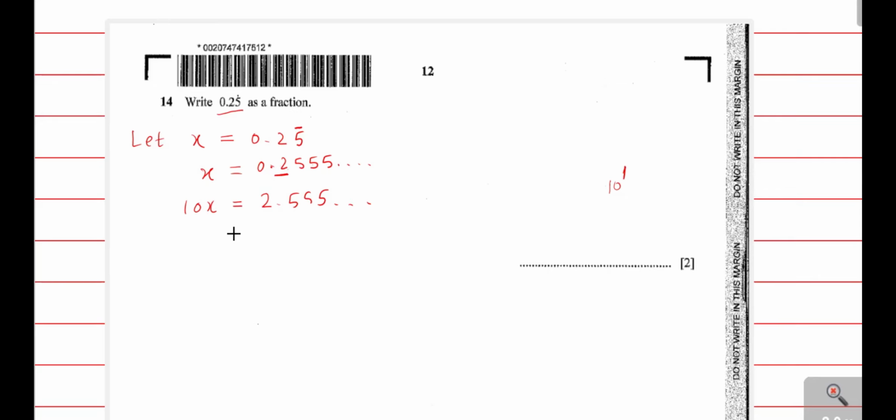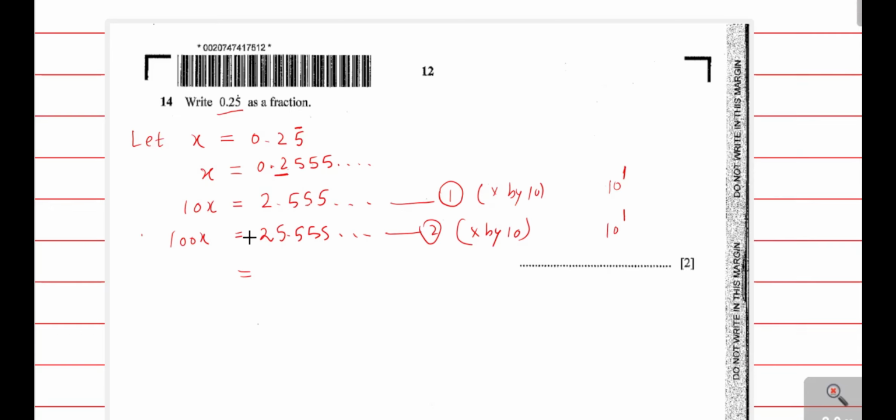Next, we will multiply this value by 10 power of the number of recurring digits. Here the number of recurring digits is 1, therefore 10 power 1, we again just multiply by 10. When we multiply by 10, this equation, we get 100x, and this value becomes 25.555..., and we name this equation 1, and this is equation 2.